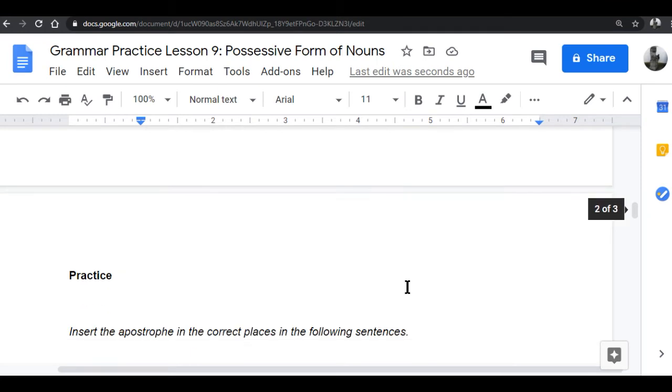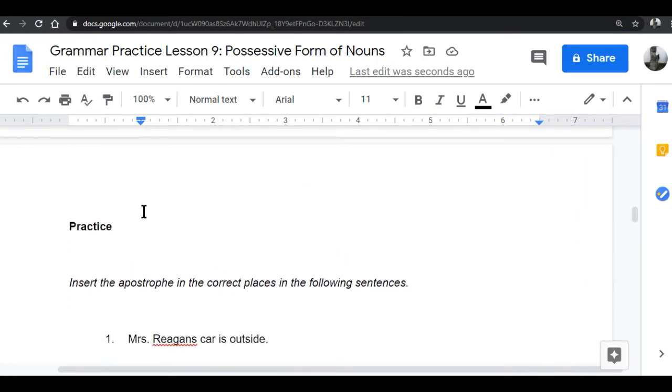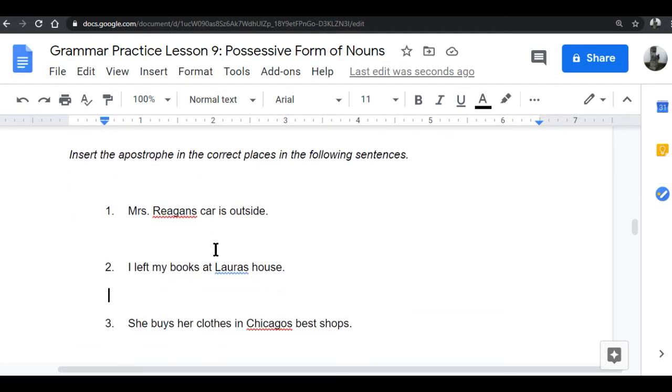Now, guys, we're gonna have some practice exercises as usual. Insert the apostrophe in the correct places in the following sentences. 1. Mrs. Reagan's car is outside. Where does the apostrophe go? Here, this is gonna be very simple. I'm gonna use my assistant today. Mrs. Reagan's car is outside. This is perfect. Number 2.